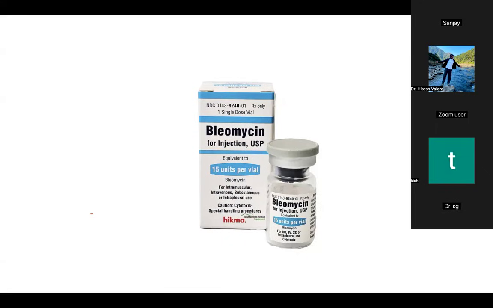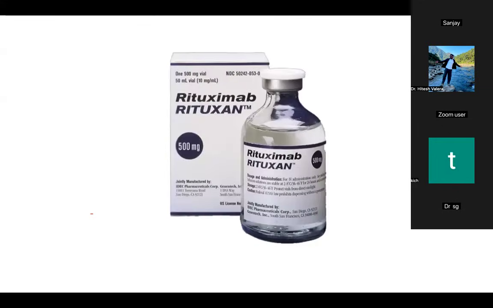Okay, which is also called as whiplash markings on the skin, right? So that is bleomycin for you. Now coming to rituximab, right? So rituximab is an anti-CD20 antibody. This is very commonly asked, especially if the older examiners come, right?